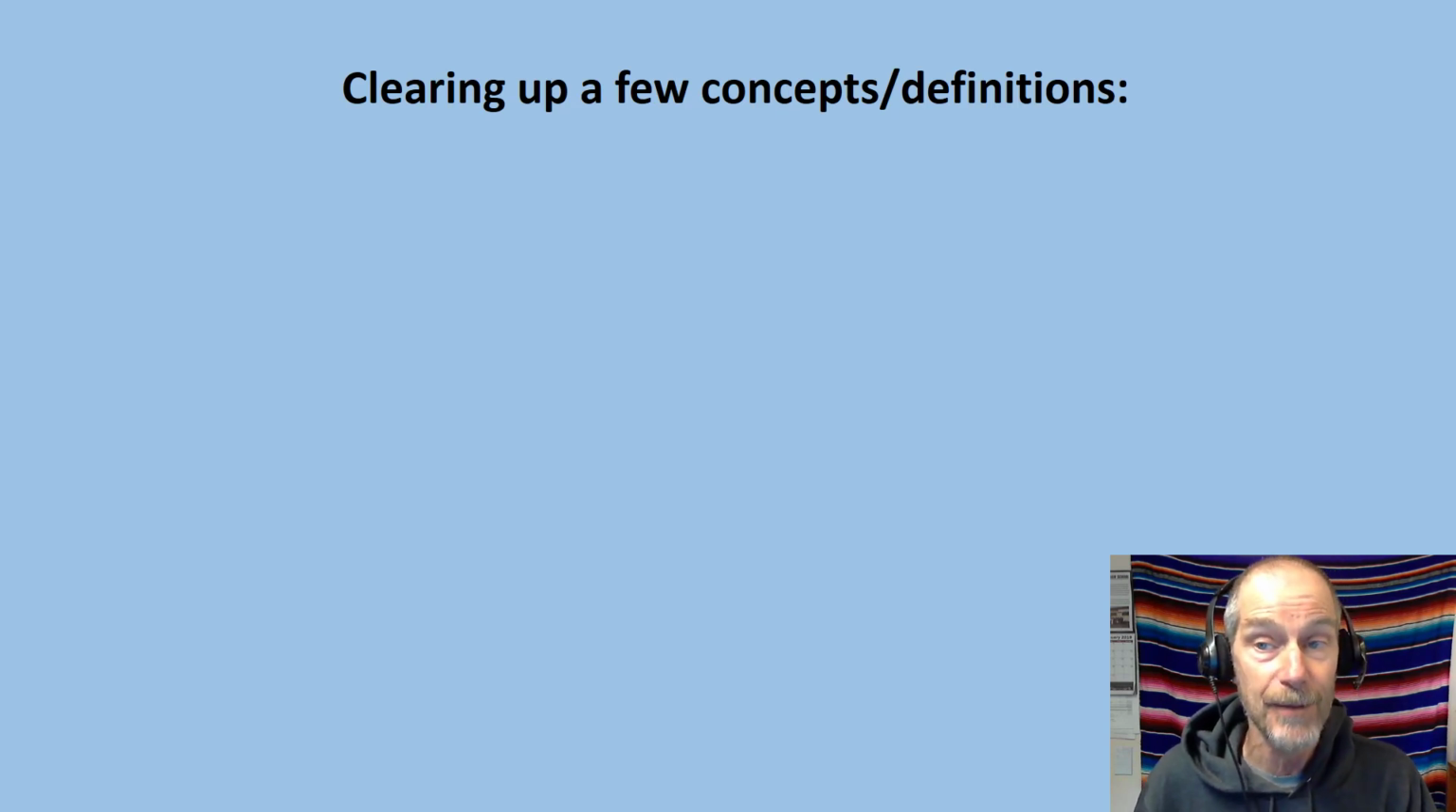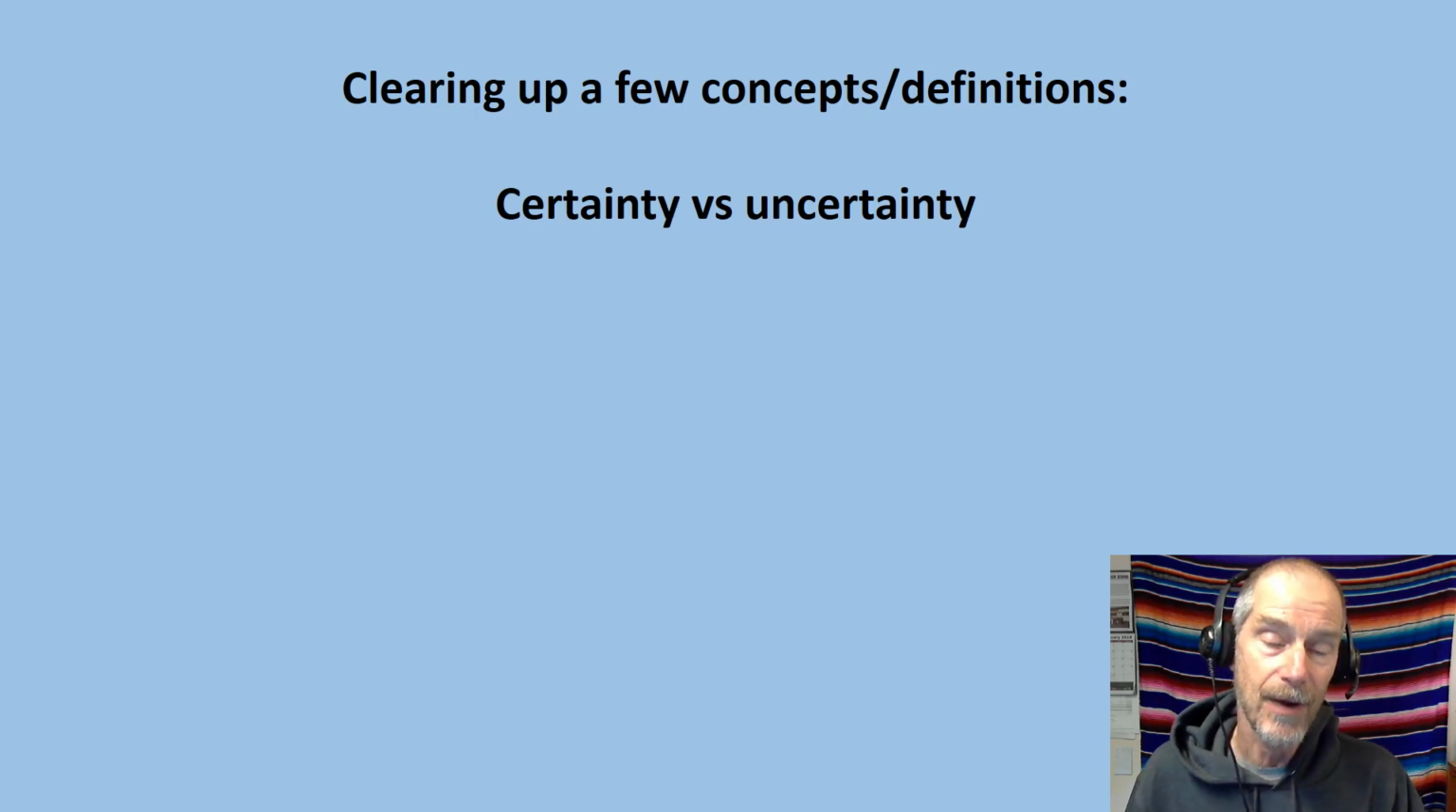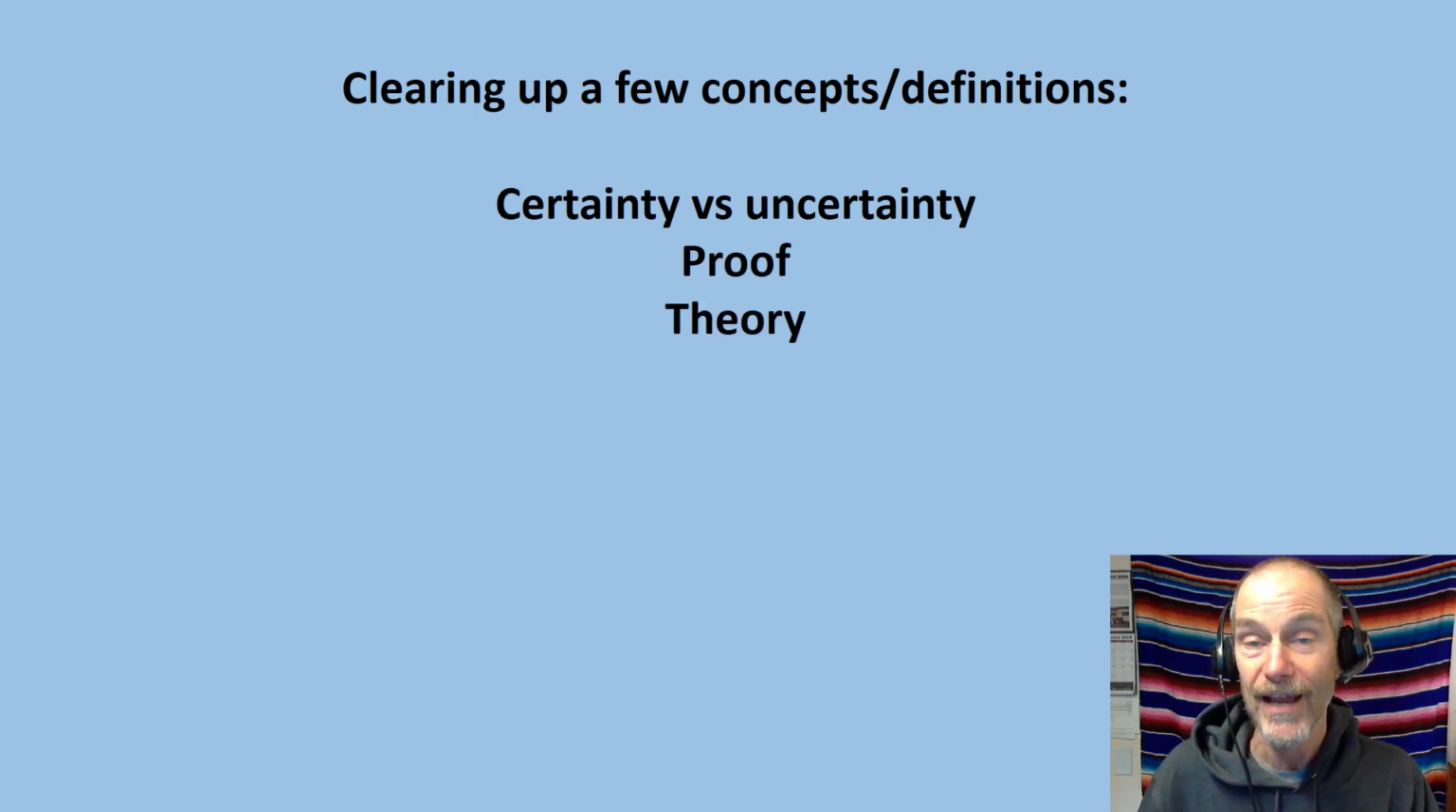Here are the concepts and definitions that I wanted to clean up. First was understanding the nature of certainty and uncertainty in science. Many people believe that science is there to provide certainty about stuff when the opposite is exactly true. I'll explain that in a moment. Also, this concept of proof and the concept of theory. I want to make sure we have a common understanding of what those words mean within the scientific context.